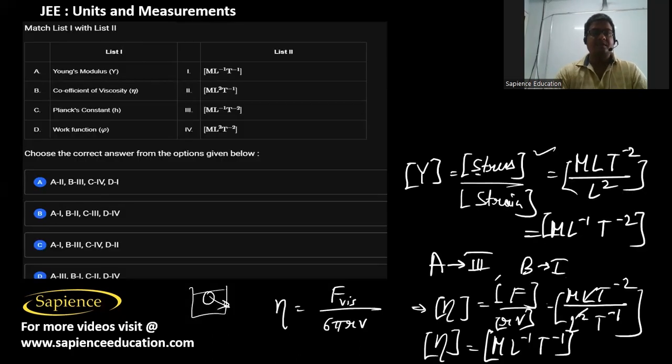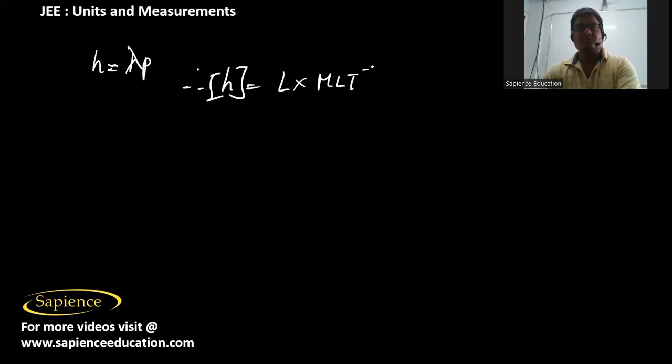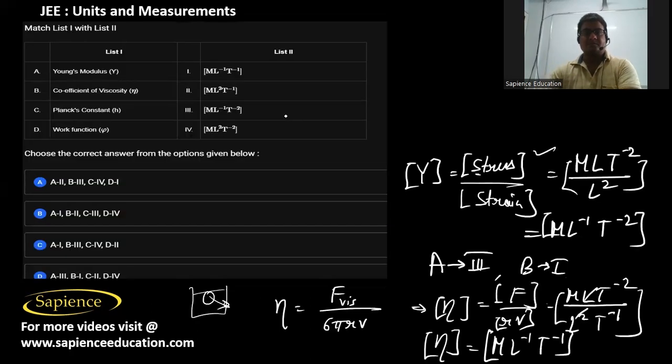Then we have Planck's constant, which is h. So h, Planck's constant, will be lambda times p. Therefore the dimensional formula for Planck's constant is length into mass into velocity. So this will be M L square T power minus 1. It means that C will match with 2. So A3, B1, C2, and then D, which is the work function.